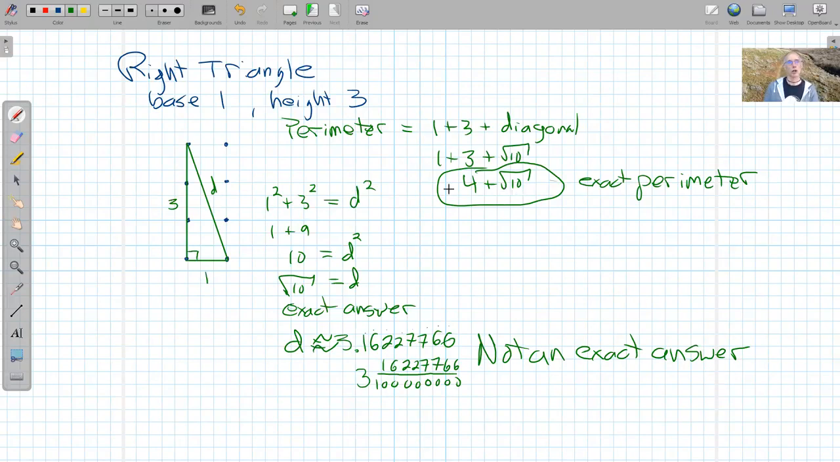Let's try another one. Oh, area, by the way, you should notice here that this triangle sits inside of a rectangle. That rectangle is 1 by 3. So the rectangle has an area of 3 square units. That diagonal cuts it in half. So the area of this triangle would be 1 times 3, cut it in half, 3 halves as a fraction, or 1.5. All right, let's try another one.